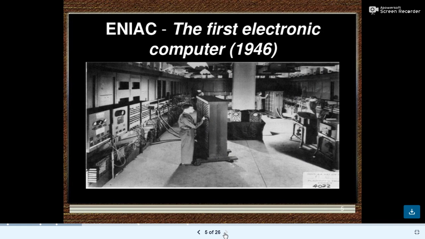ENIAC, the first electronic computer. In this image you can see how big the computer was. It filled one big huge room, in which there were many electrical transistor devices through which the computer was operated. And here you can see around 2 to 3 operators in the image who were operating the computers. This image is of 1946.